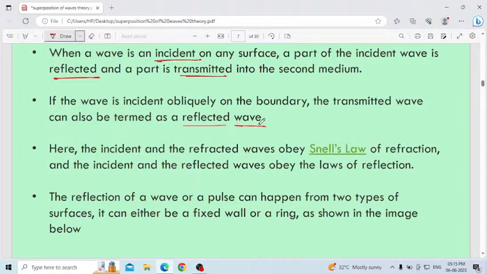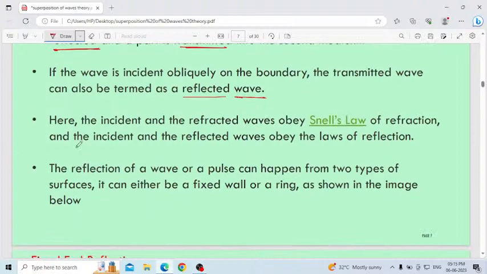Okay, next one. Here the incident and refracted waves obey Snell's law of refraction. You know Snell's law: sin i divided by sin r will be constant. In the case of refraction, only 50% of the sound wave will get reflected, and the remaining 50% may get transmitted through the medium.